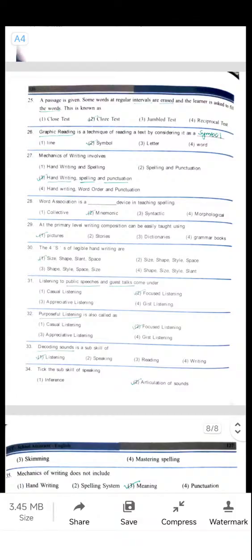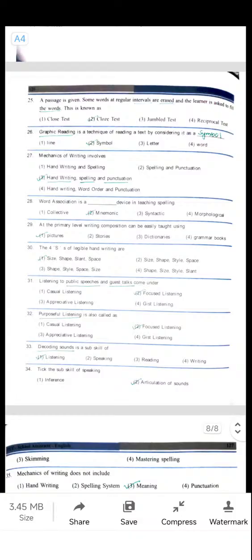And the next one. A passage is given, some words at regular intervals are erased, and the learner is asked to fill in the words. This is known as which type of test: cloze test, clues test, jumble test, or reciprocal test? It is the cloze test.